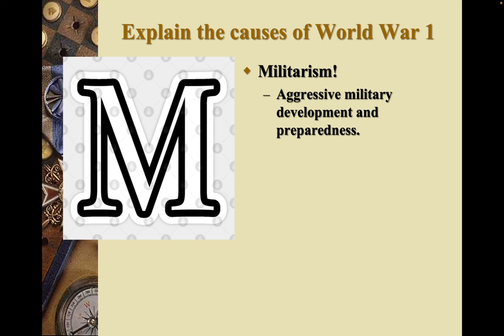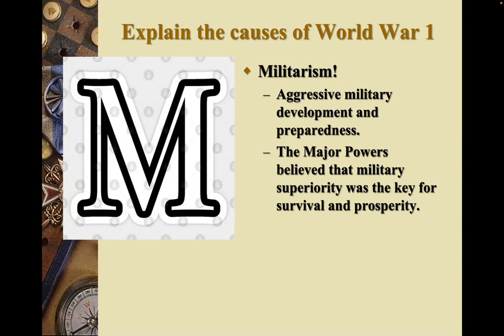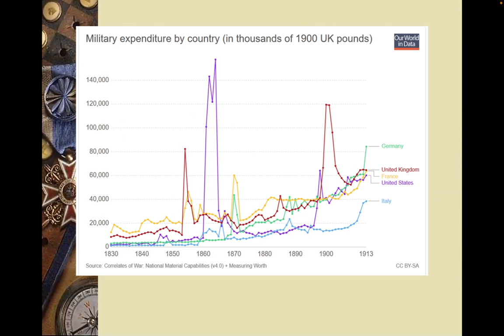So the first M stands for militarism. Militarism essentially is the aggressive military development and its preparedness. Starting in about 1850, all the strong nations in the world benefited from the Second Industrial Revolution through this massive military buildup. When we go a little bit deeper, all the major powers believed that a strong and well equipped military would establish military superiority. And this was going to be the key for survival and prosperity.